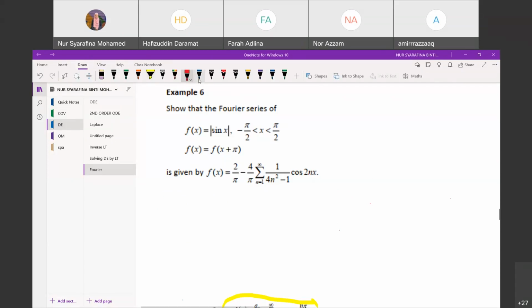All right, so from here we have the function and the Fourier series is also given. You just need to show it. So for this kind of question, what you have to do first is find the value of L, the value of T, and identify the type of function there. Okay, so what is L here? What is the value of L for this example? Anyone?